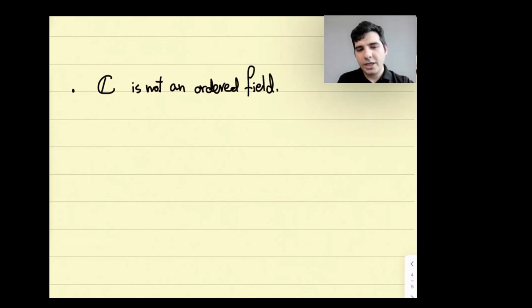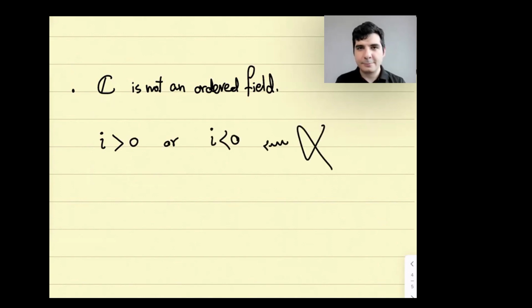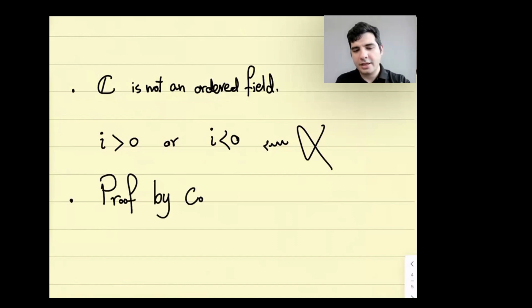So, for instance, we cannot say if i, the square root of -1, is positive or negative. This does not make sense. Why is that? Why is there no order on C? This is a fact. There is no way to compare elements of C to say one is larger than the other. We can prove this by contradiction. It's actually a good homework to think about, a good exercise.